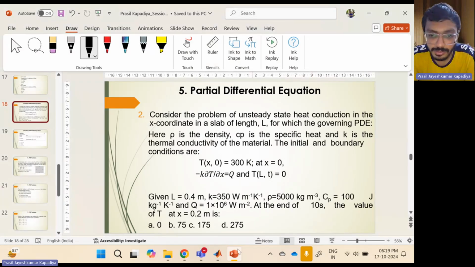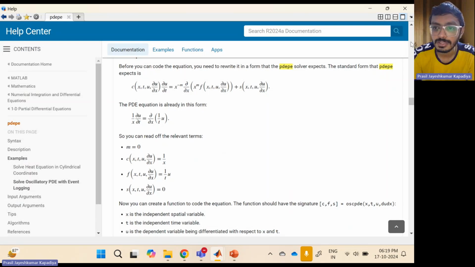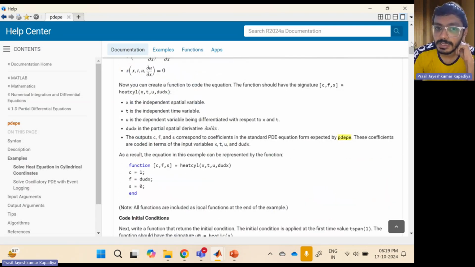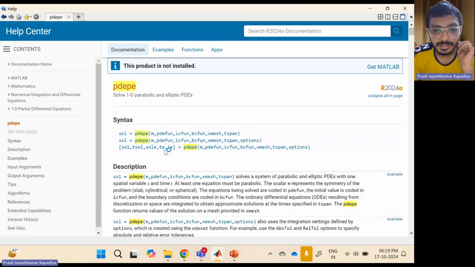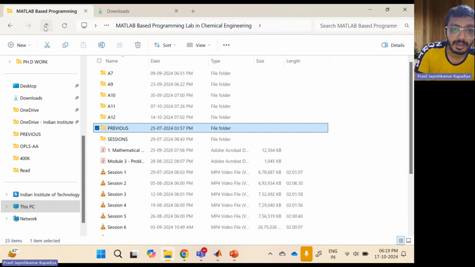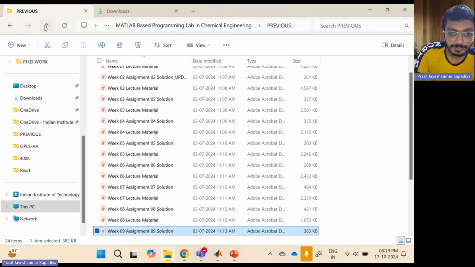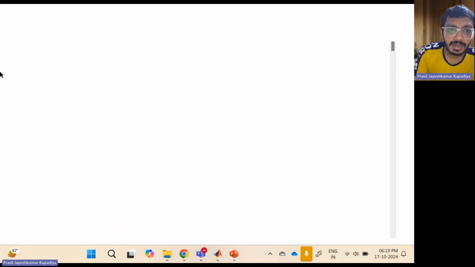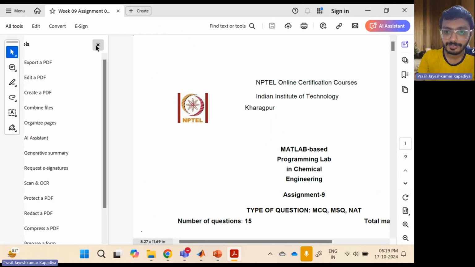So let's try to solve it using the PDEPE MATLAB inbuilt function. So what is the syntax for PDEPE? This is the syntax. Let me just correct this problem statement. We are missing some equation, so let me just add that part.